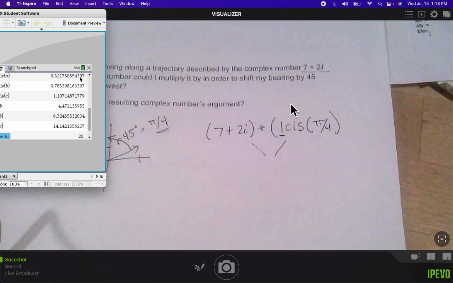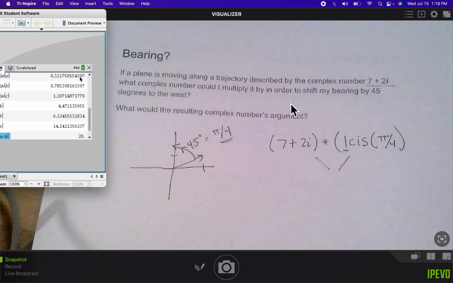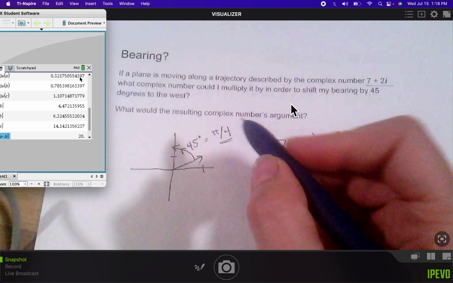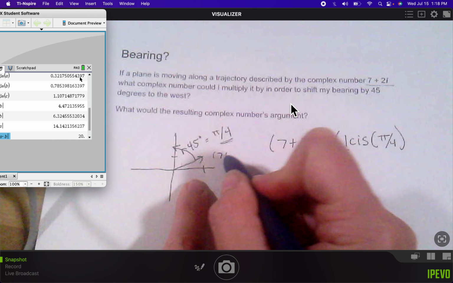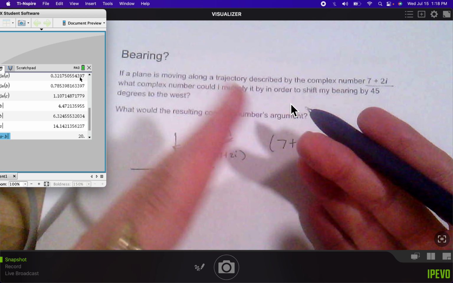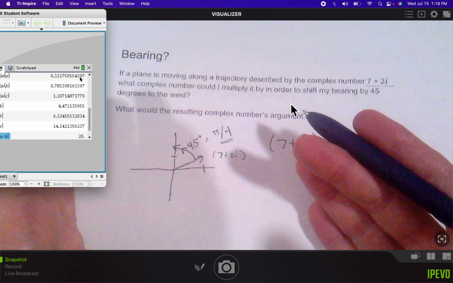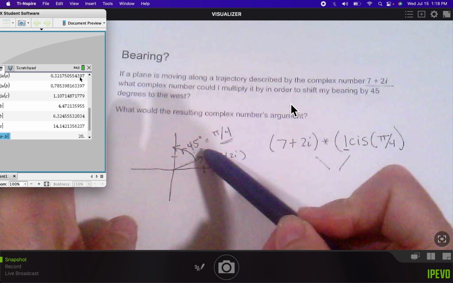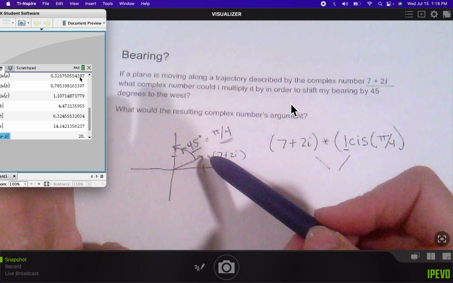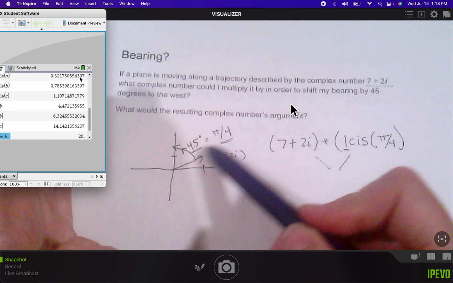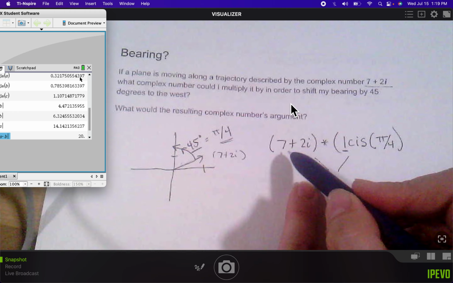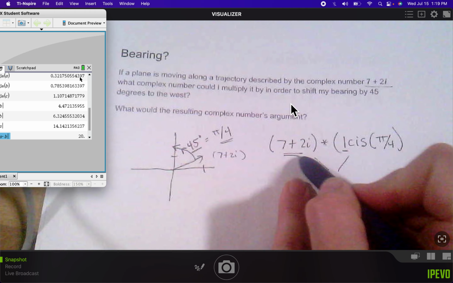Some examples of how this might be used is if you wanted to do a bearing question. Let's say you're moving along this trajectory right here, 7 plus 2i, and I want to turn 45 degrees to the west. Then I could multiply by a complex number that has an angle of 45 degrees, or pi over 4. Again, just kind of playing with this a little. You might not be able to do this straightforwardly in your head, because this isn't the friendliest version.